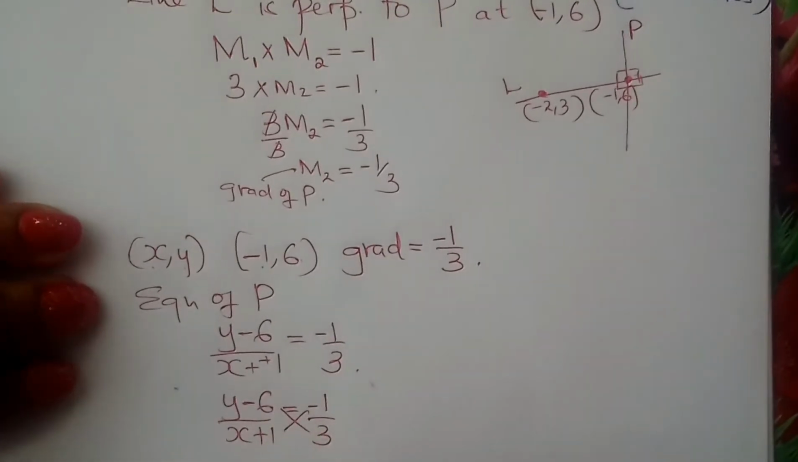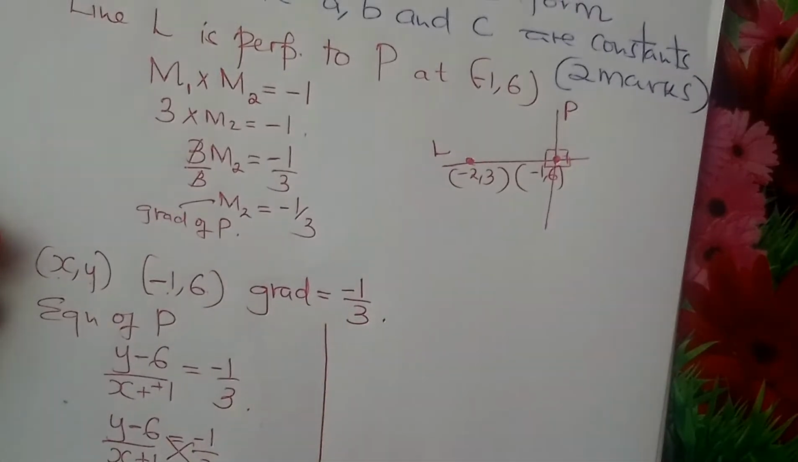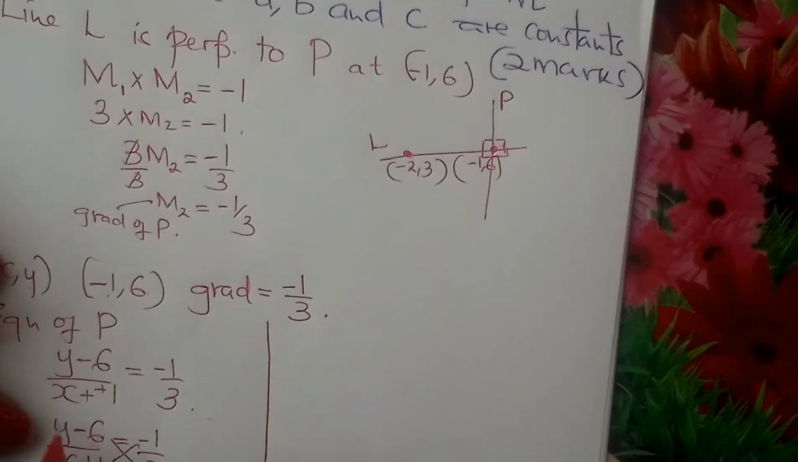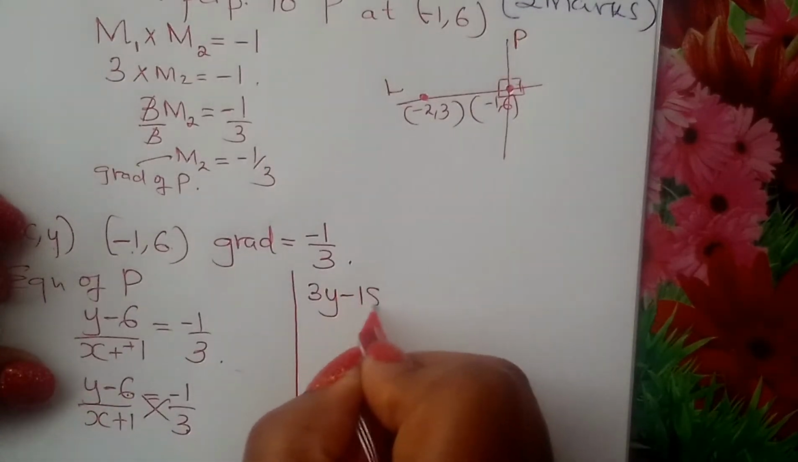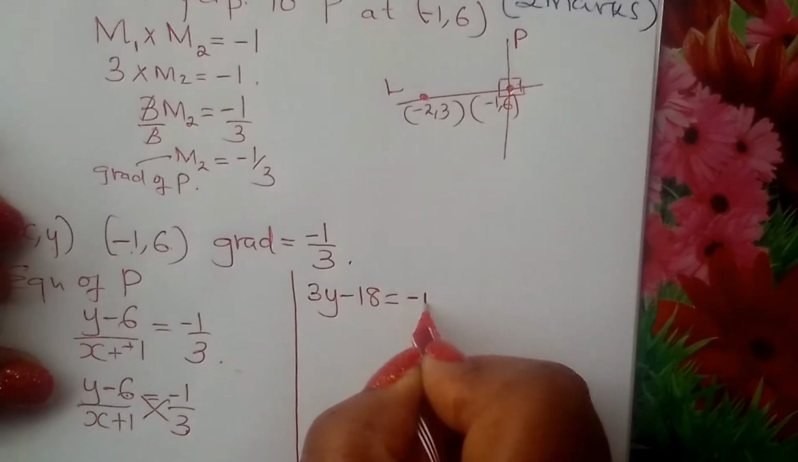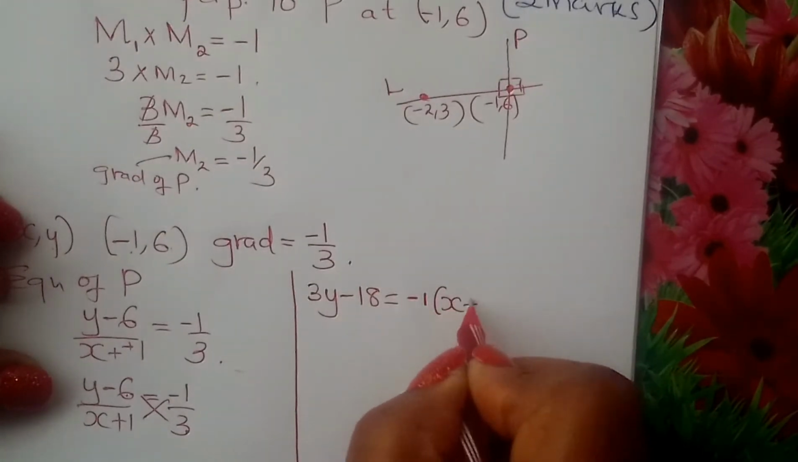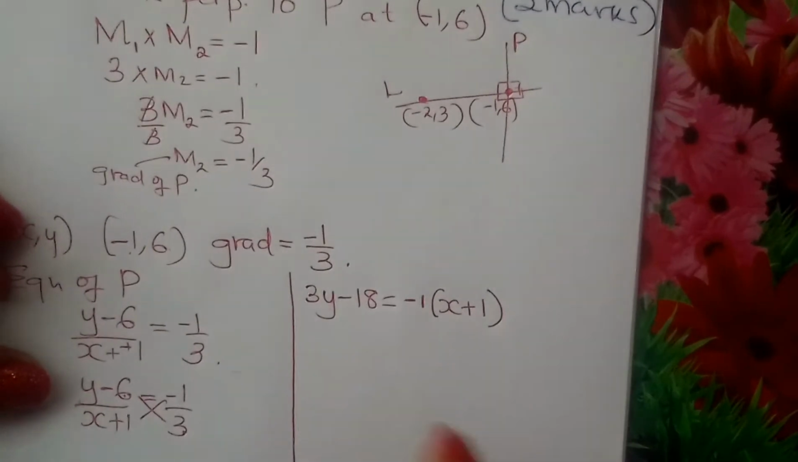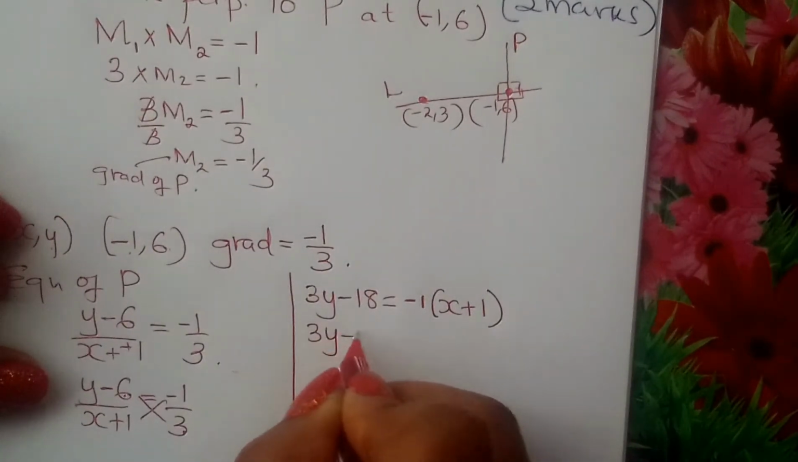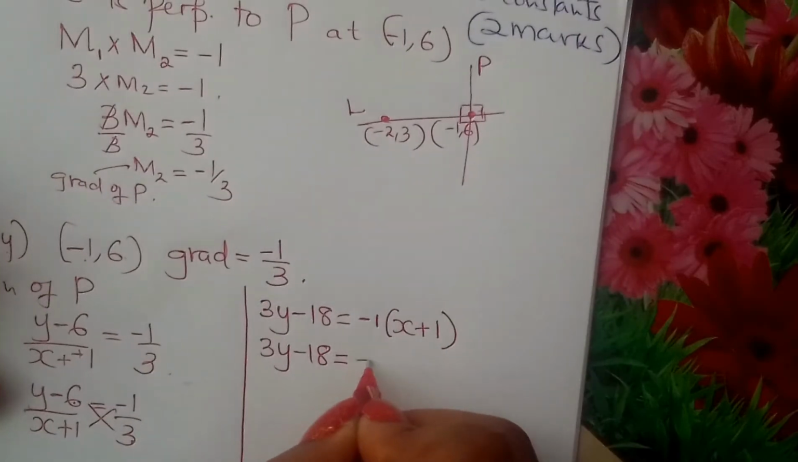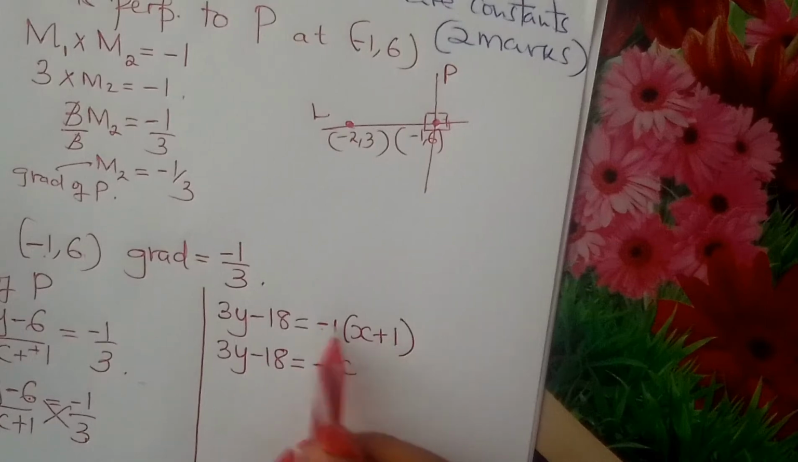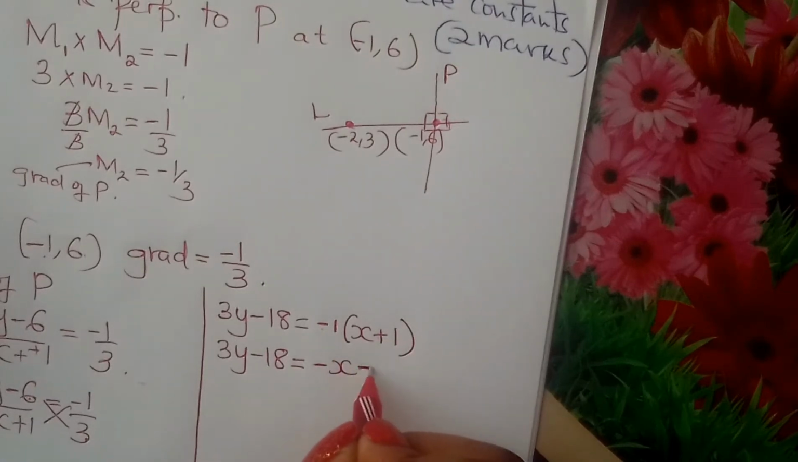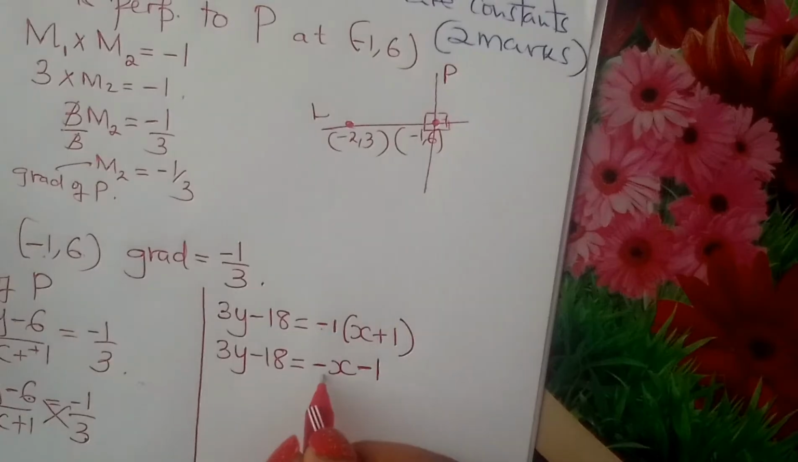Cross multiply, learner. Cross multiplying, what do we get? This becomes 3y minus this times this, 18, is equal to the other side. You can rewrite and then you remove the bracket later, like that. So learner, this is 3y minus 18 is equal to what? It is equal to minus x here. Minus times minus, learner, take care here as you remove the brackets, becomes minus. And therefore 1 times 1, 1. So this is minus x minus 1.